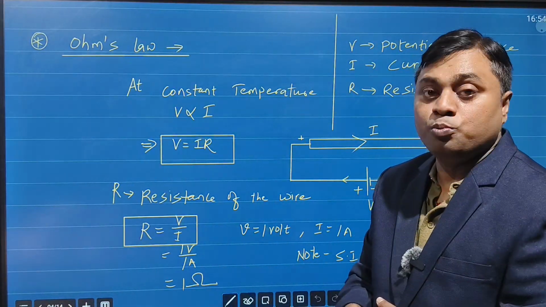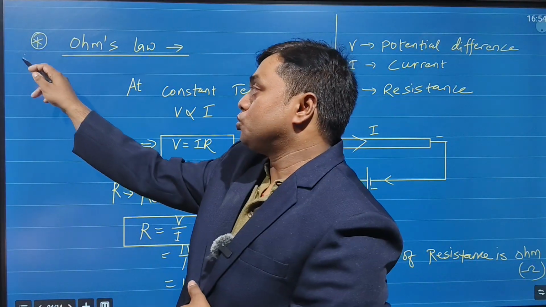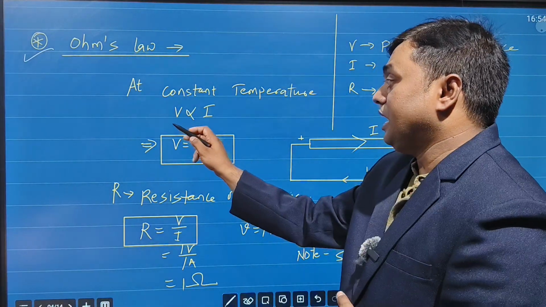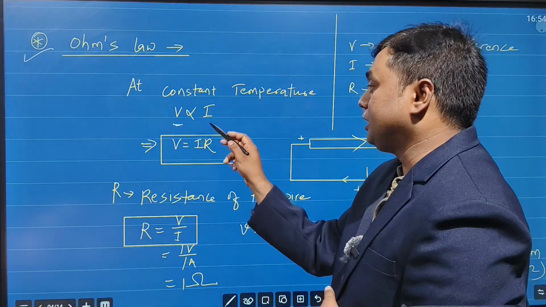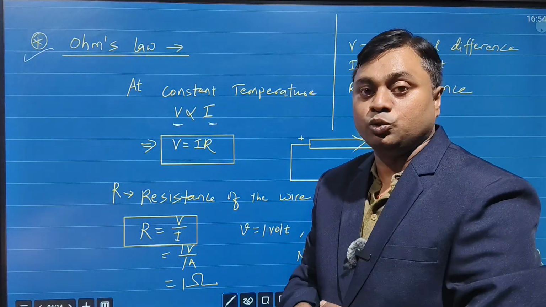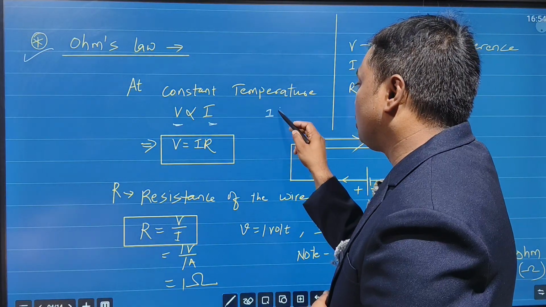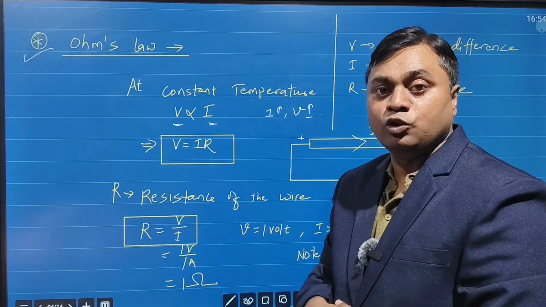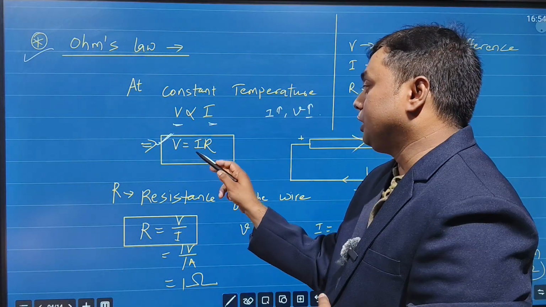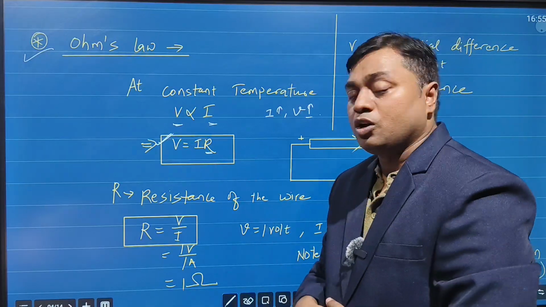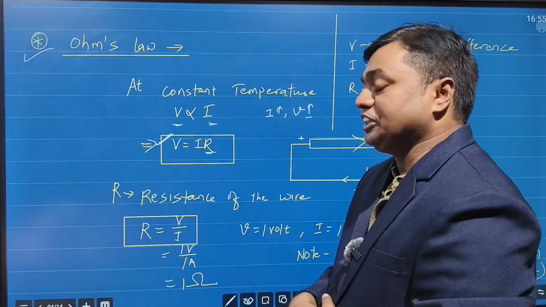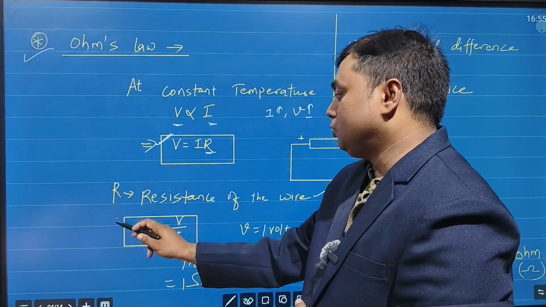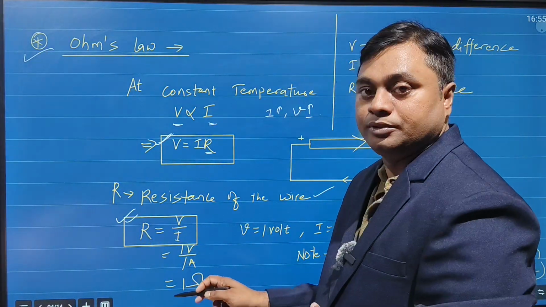Next concept, we talk about Ohm's law. What does Ohm's law state? At constant temperature, the potential difference across the ends of a conductor is directly proportional to the current passing through it. It means if the current is more, the potential difference is more. When you remove the proportionality, you have to put a constant. So V is equal to I into R. R is the constant of proportionality called resistance, the resistance of the wire or conductor. So R is equal to V by I.